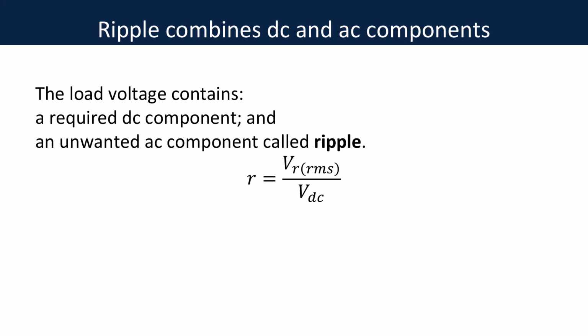A rectifier produces a unidirectional voltage, but that voltage is not perfectly constant. We separate it conceptually into a DC component, which supplies useful power to the load, and an AC component called ripple. Ripple factor is the RMS value of the AC ripple divided by the average, or DC, value. Because both numerator and denominator are voltages, ripple factor has no unit. A smaller ripple factor indicates a smoother output.